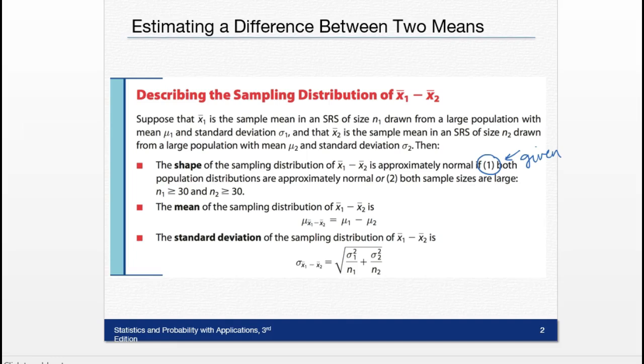All right, then the mean of the sampling distribution is simply the difference, x bar 1 minus x bar 2. The standard deviation of the sampling distribution of the differences between the two samples is this formula right here. You'll notice that it's sigma 1 squared over the first sample size plus sigma 2 squared over the other sample size. Add them up, then take the square root.